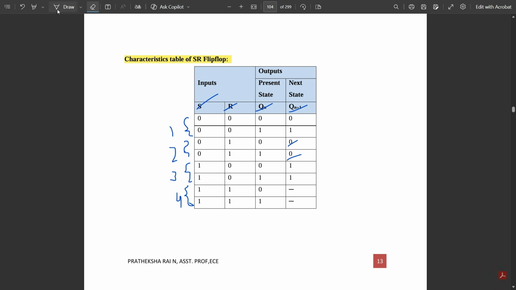Okay, whereas for the fourth case, that is when both the inputs are high, that is 1 1, when the output provided is 0, the next state is invalid or forbidden. Okay, we cannot be judging whether it is 0 or 1, it would be in the forbidden state, right? So that's why for both the combinations we need to be writing this dash here. Okay, so this is the complete characteristic table which is formed for the SR flip-flop. Okay, so please note it down.